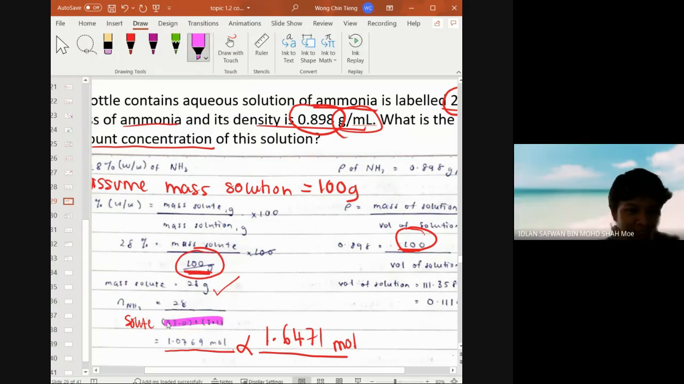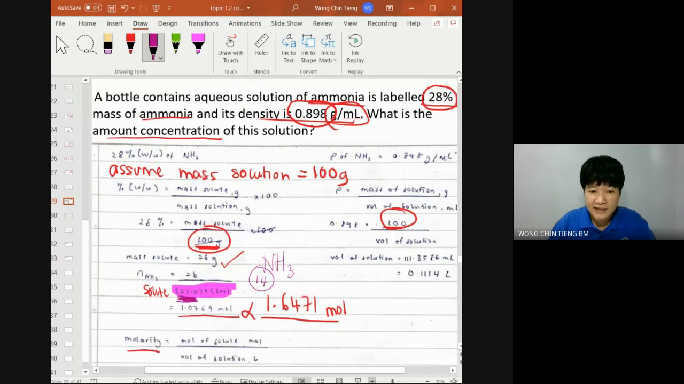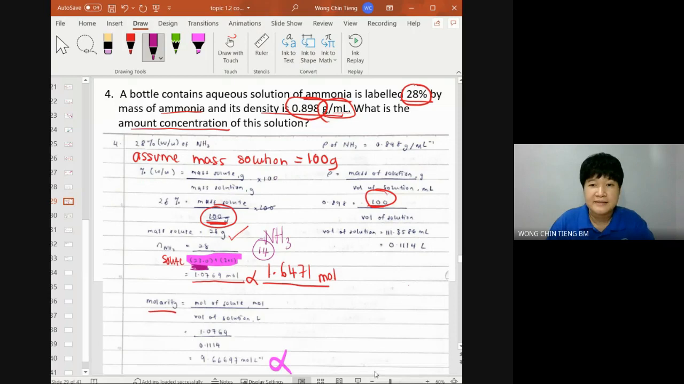Dia ni yang mula mass dia sana. Bukan tak ada N, dia guna NA punya. 14. Dia guna NA punya. 23 ni adalah sodium. Tapi dia sebenarnya adalah NH3. So N sebenarnya 14 je. Okay. And that is how important your molar mass.